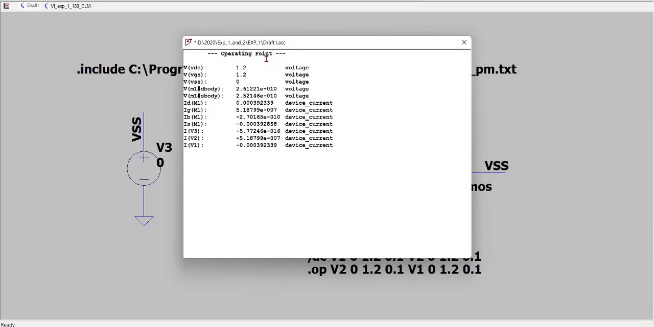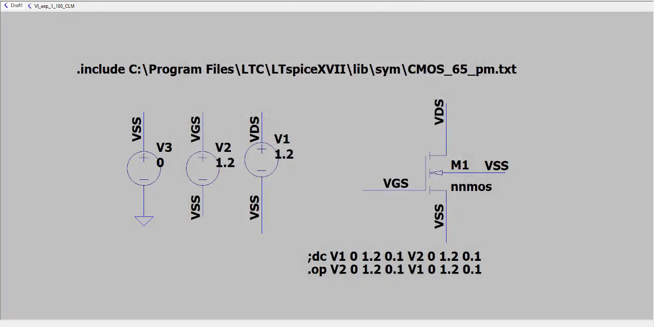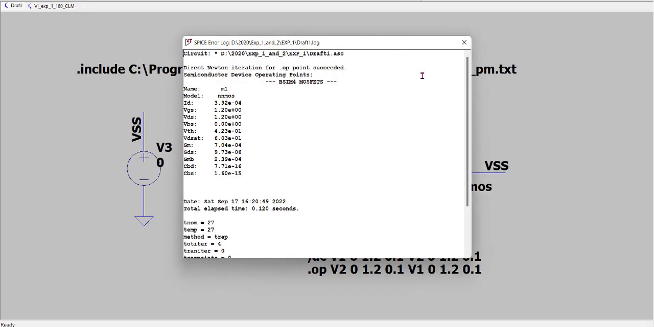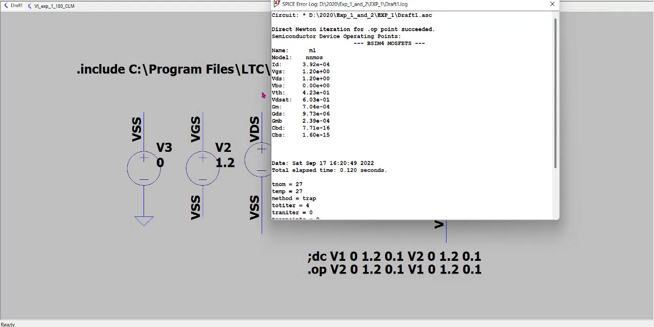So when VDS is 1.2, VGS is 1.2, it is showing me what is the condition of the MOSFET, like what are the currents that are flowing. Here you see there is a voltage from drain to body also. This is substrate to body, source to body, and drain to body, right? So this is also shown. You can see VTH is 0.423 volts, right? We saw it was somewhere near 0.5 volts. So here VTH is about 0.423 volts for this NMOS.